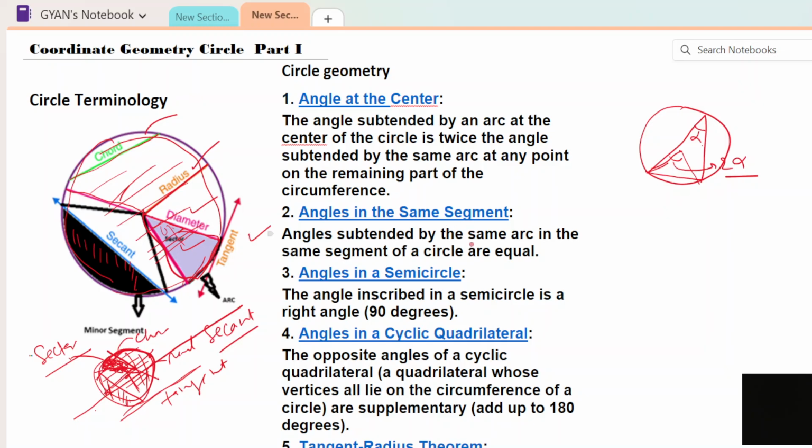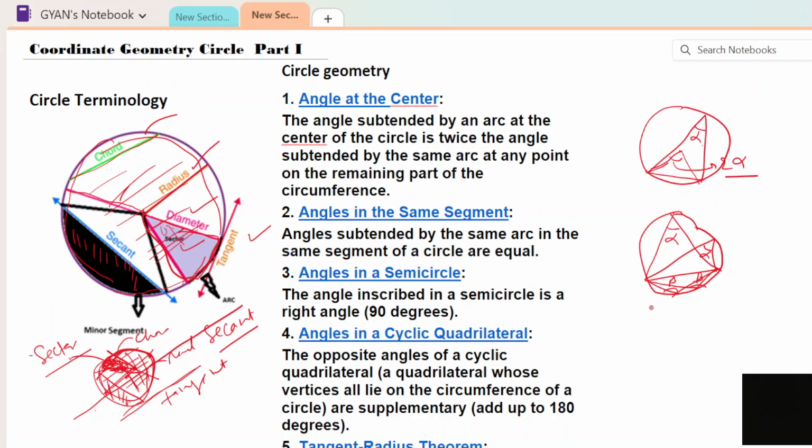Angles in the same segment: the angles subtended by an arc in the same segment of the circle are equal. So in the same segment, this angle and this angle will be equal. Similarly, for this segment, this will also be the same. This will be alpha, this will be alpha.